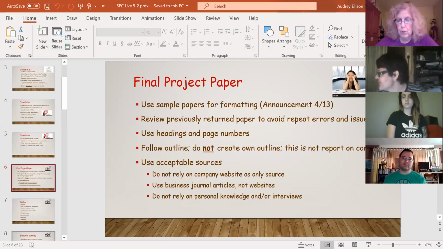Be careful of Google and any other search engine, because it gets you into places you do not want to be. Your personal knowledge of the company can be used. You can use interviews, but again, you still need that research. Your personal experiences and the company website are sources, but they're not enough. You do need to do some research.